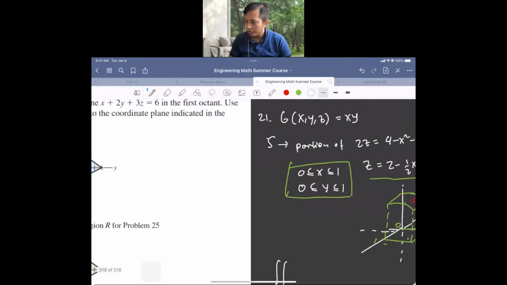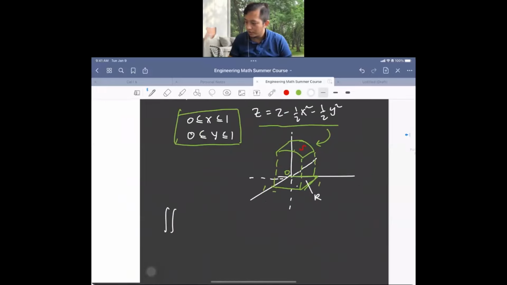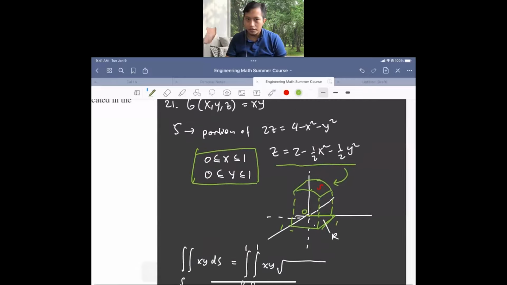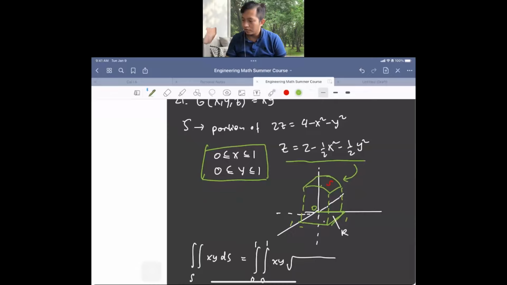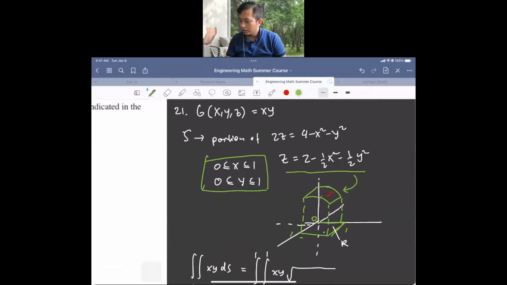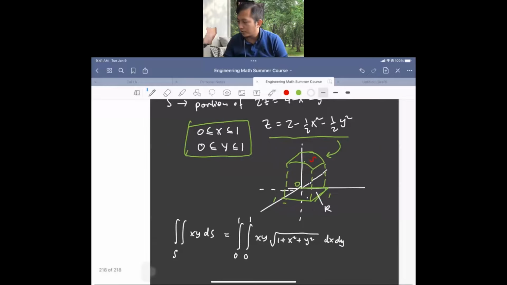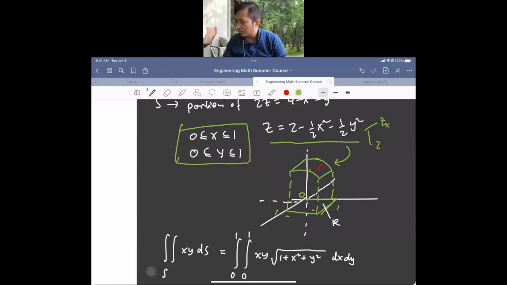And then easily we can solve that number 21 is the integral of xy ds. So we could take this 0 to 1, 0 to 1 for dx dy and xy, and then we could take the arc length. So we take the partial x and partial y, and then squared. We could take this and then dA or dx dy. Or we could say that from here, zx and zy is negative x.